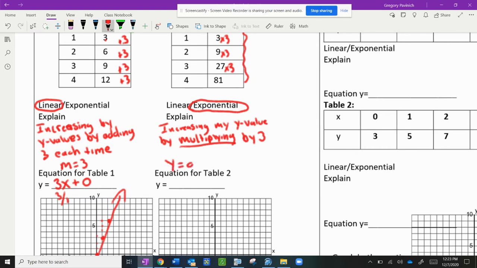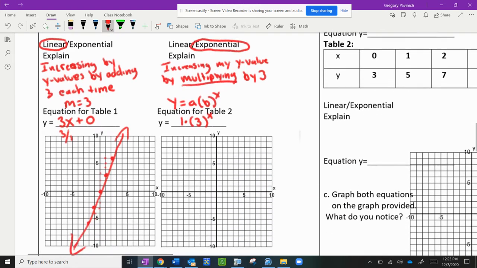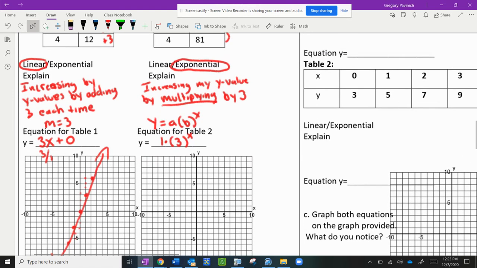Y is equal to a times b to the x. My multiplier is my b, which we found was 3, raised to the x. And the same way I found my initial for the linear, I'm going to do for my exponential: when x is 0, my y is 1. Normally I wouldn't write 1 as an initial for my exponential, but we'll do that just so we can see where we got it from. And then I'm going to graph my exponential, and I'm just going to need my table of values for this.